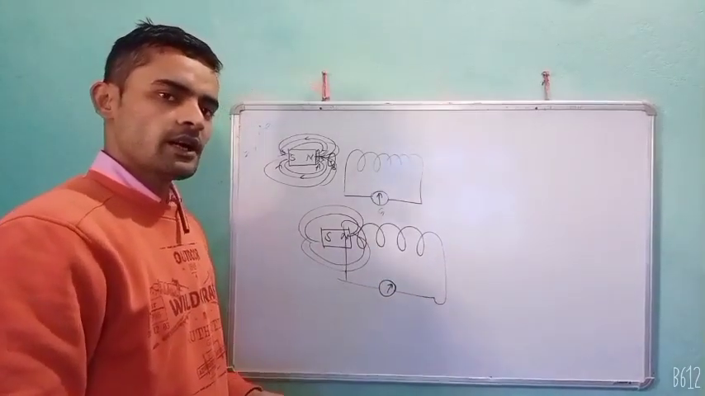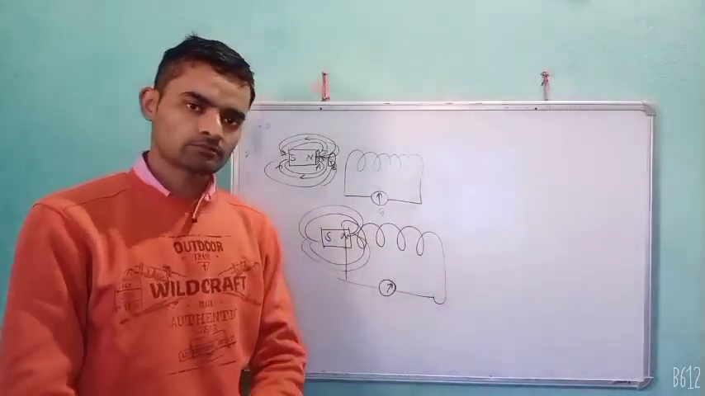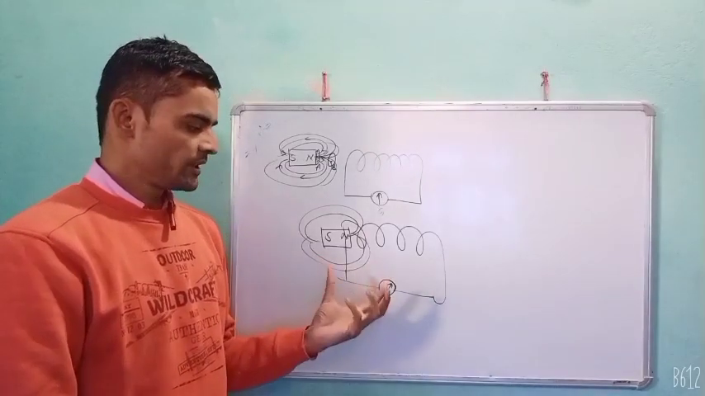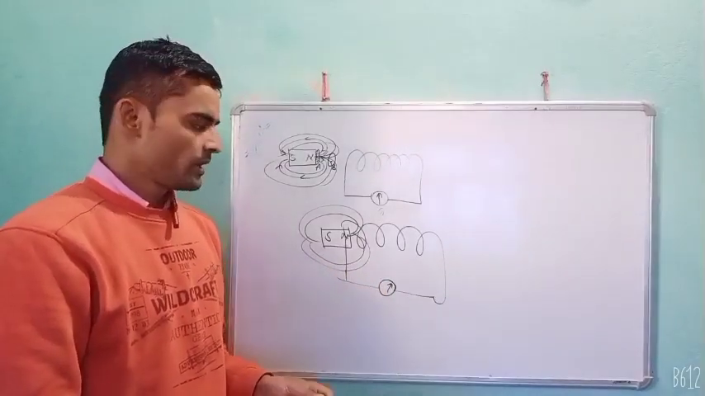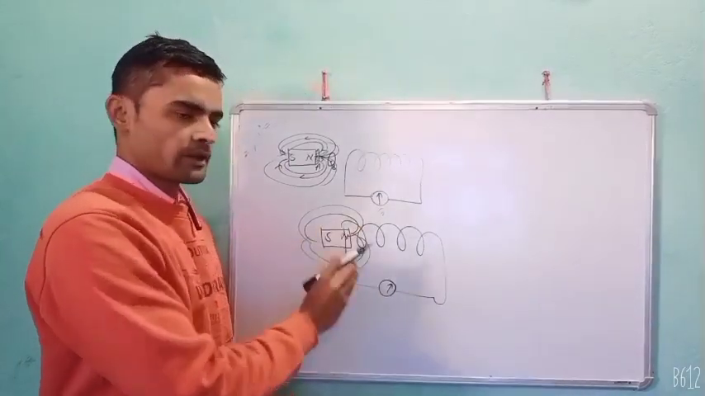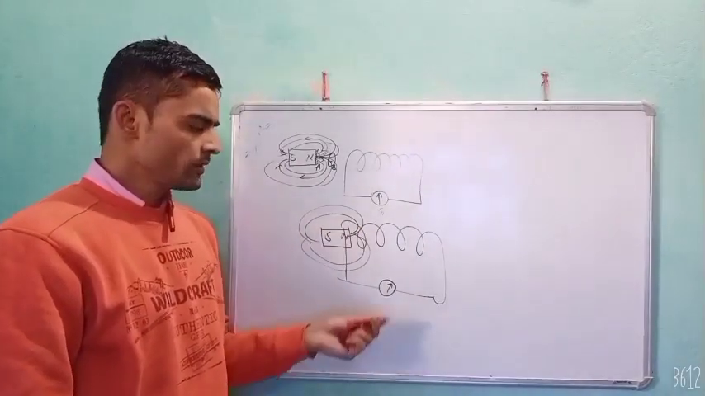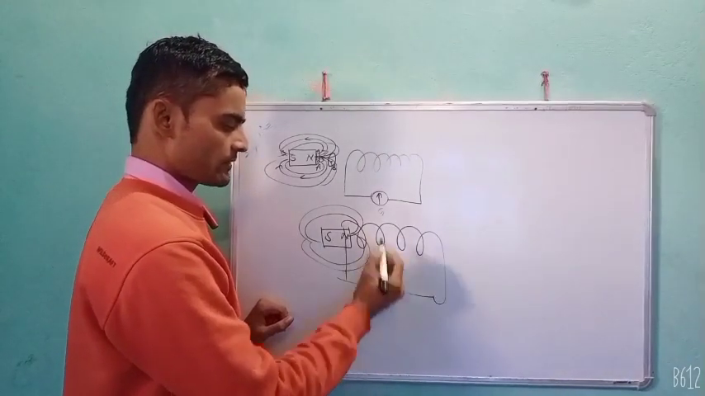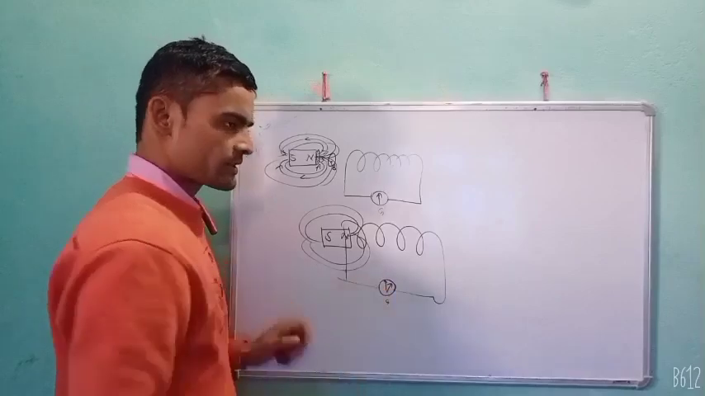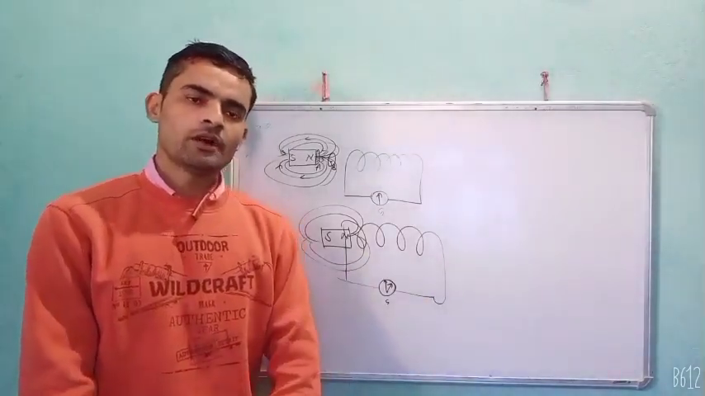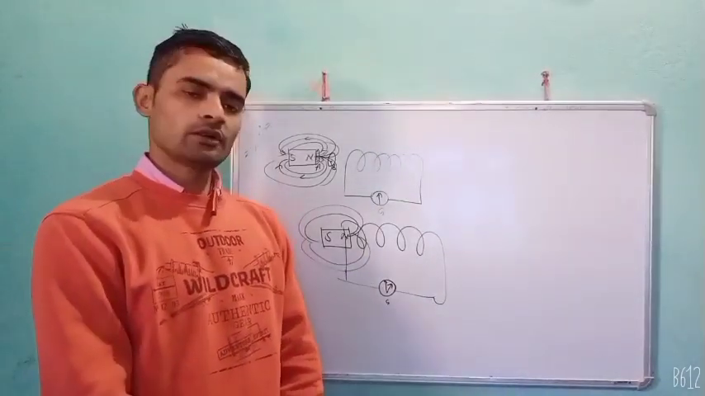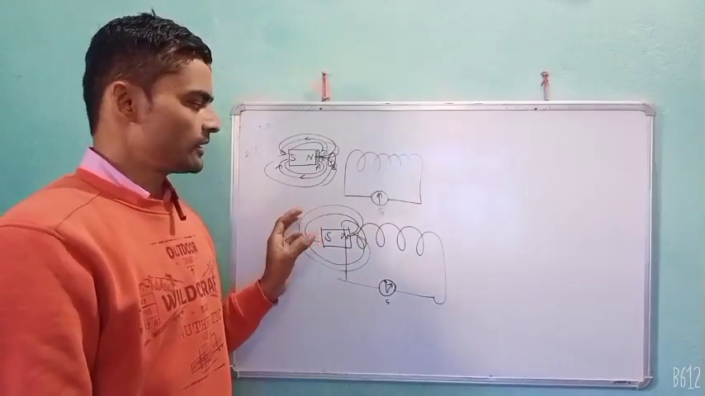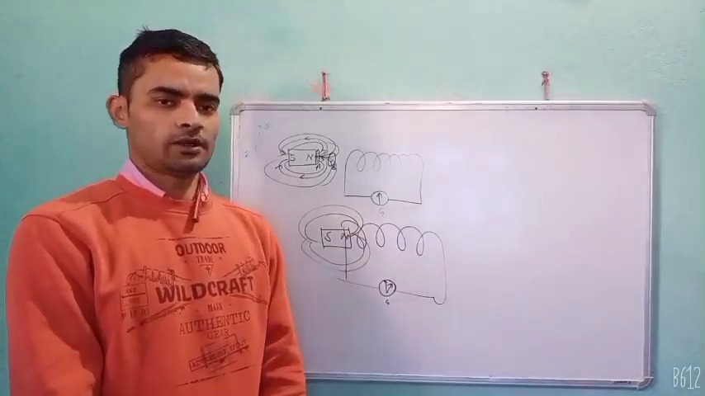So we can say that a changing magnetic field in a coil produces electric current in the coil. When we stop the movement of the bar magnet, the galvanometer does not show any deflection. We get a deflection in the galvanometer only when the bar magnet is moving towards the coil.